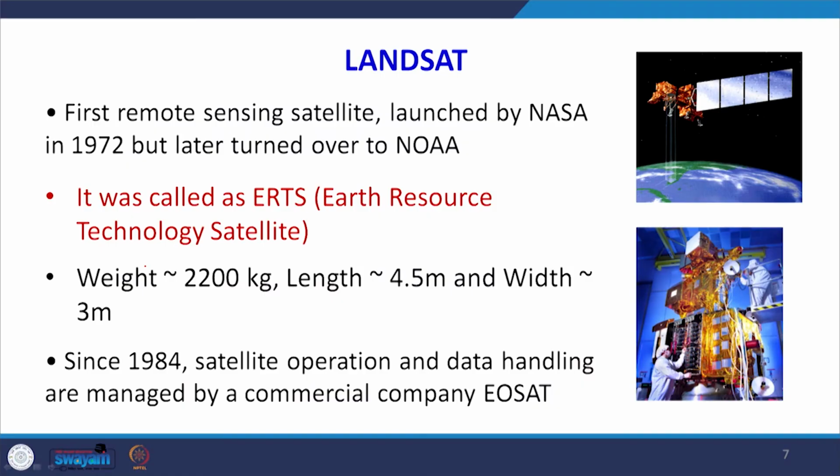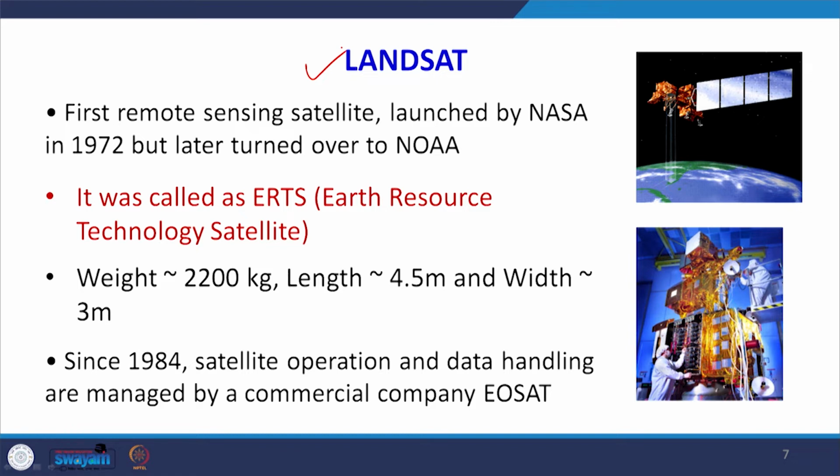When we talk of the American satellite, the first satellite, called Landsat, was launched in 1972. Prior to that also satellites had been launched, but they were not so successful and the data was not available to the public. So in 1972 the first remote sensing satellite was launched by NASA and later handed over to NOAA. This satellite was called ERTS, the Earth Resources Technology Satellite.